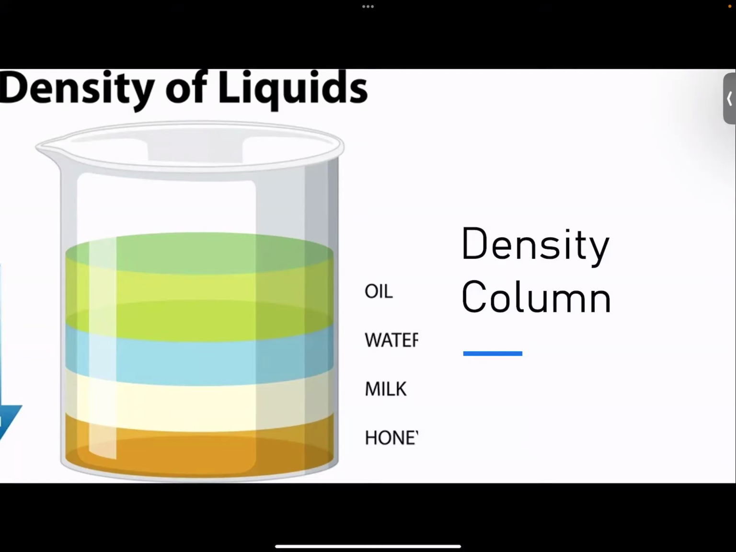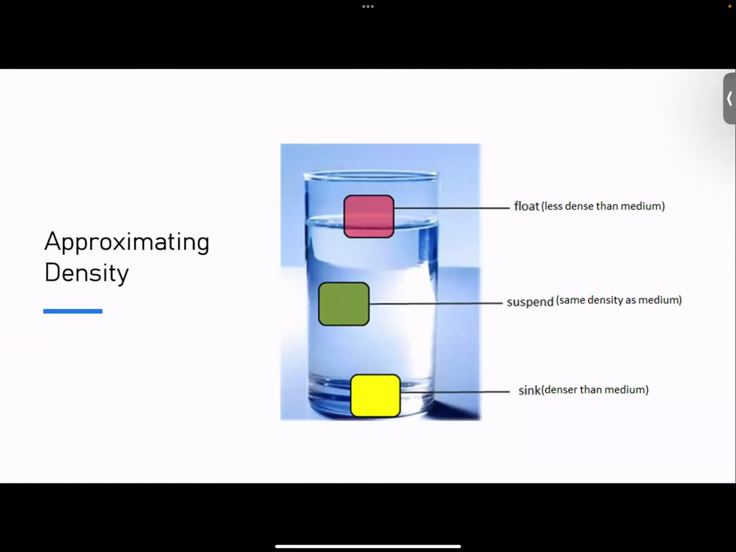Now, these densities of liquids can also be used to identify the approximate density of a substance. Because if I take an object and put it in water and it floats, it means its density is less than that of water. If I put an object in water and it sinks, it means that object is more dense than water. If it sits in the liquid, it means it has the same density as water.